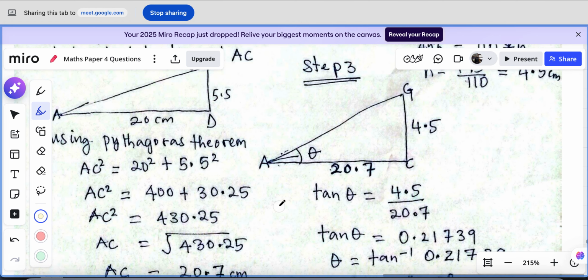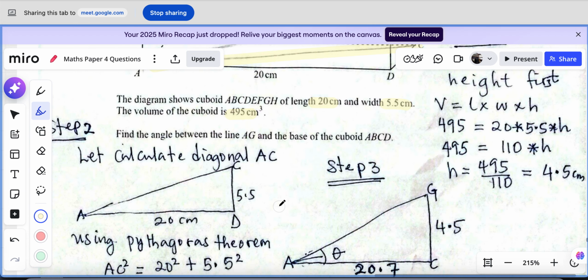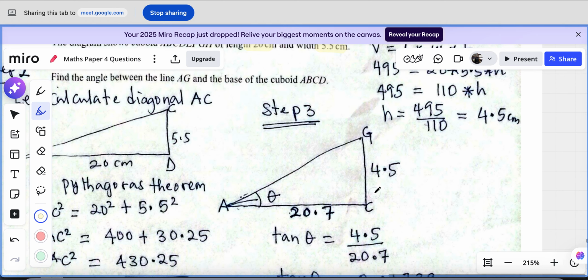So that diameter, sorry, I mean to say diagonal all the while, that diagonal is now 20.7. Now that diagonal becomes the base for another triangle. So we're going to draw another triangle, ACG, again as another right angle triangle. The diagonal we drew just now is now the base.